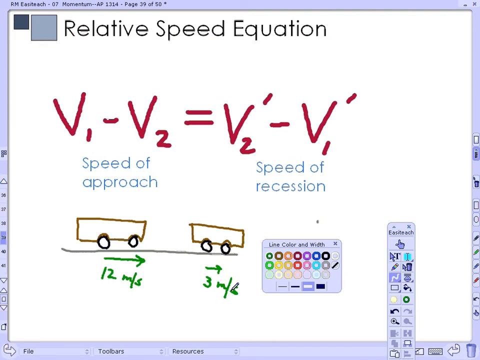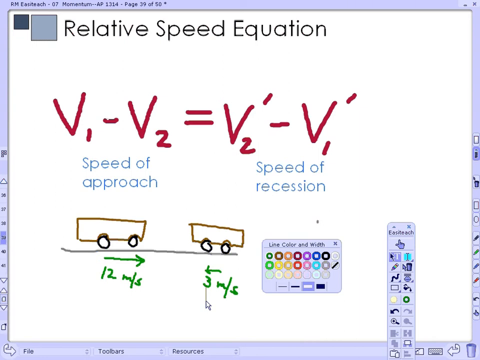9 meters per second would be the speed of approach. And if you plug the numbers in, if you do 12 minus 3, or even if you do 3 minus 12, the relative speed is going to be 9. That's the speed of approach. If this were a 3 going the other direction, now their relative speed is what? 15. You would put in a 12 minus a negative 3, which is 15.